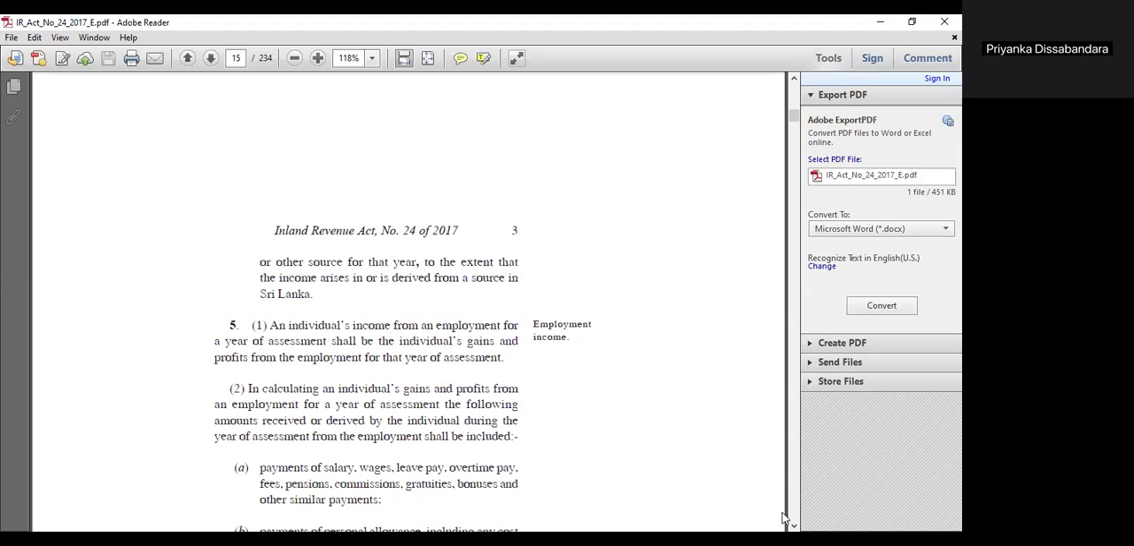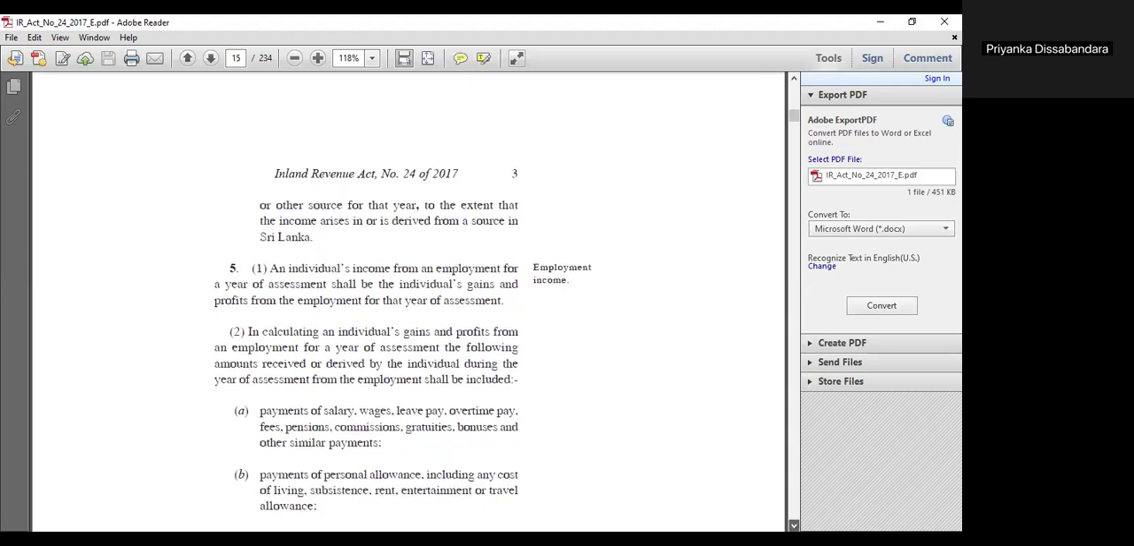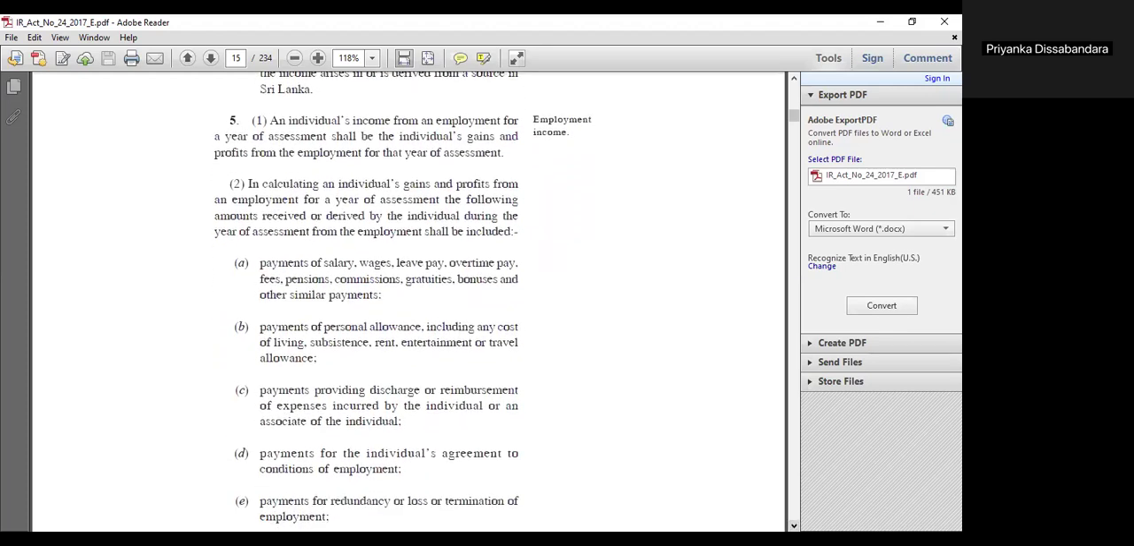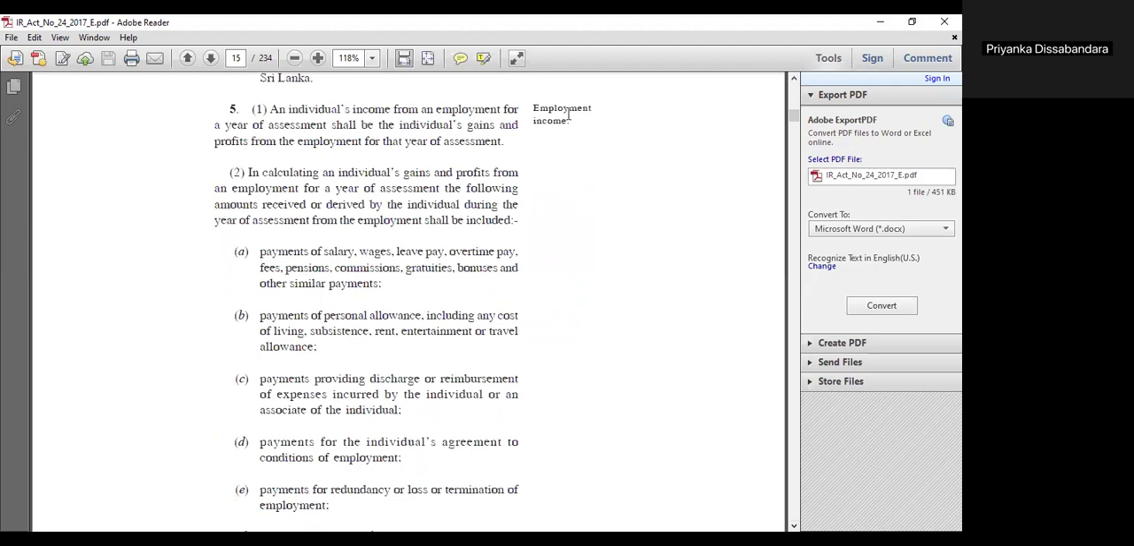Now we can move to section 5. What is the marginal note for section 5? It is employment income. So now we are going to calculate assessable income from employment, to calculate the total assessable income and the taxable income.